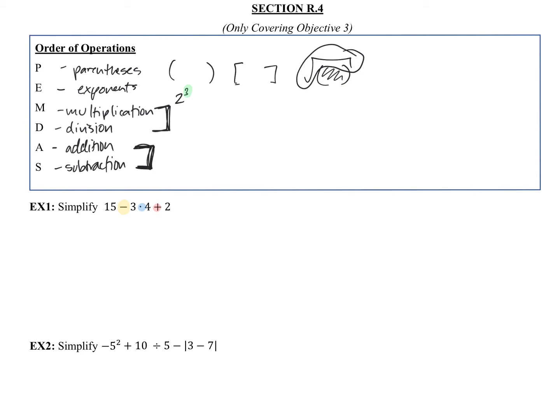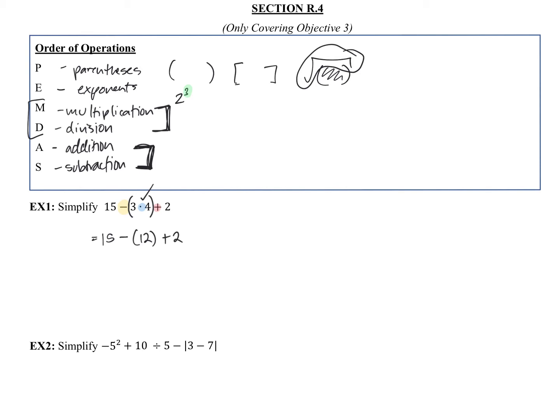How about, do we have any exponents? The answer is also no. Okay, so I'm not doing that. Next, in order of operations, we have M and D, multiplication and division. Do I have one of those? Aha, I do, right there, that multiplication. So I'm going to do that first. Which items are being multiplied? It's the 3 and the 4. So that'll be 5 minus 3 times 4 is 12, plus 2.